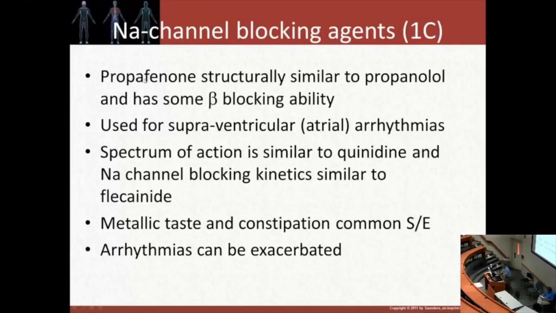Another 1C agent is propafenone. And again, this is structurally similar to propranolol, okay, so there is some beta blocking ability, and same indication, supraventricular, also known as atrial arrhythmias. The spectrum of action is similar to quinidine in terms of its sodium channel blocking kinetics. Patients will complain of a metallic taste and of course constipation. Those are the two main common side effects, but arrhythmias can be exacerbated. And so, propafenone can be used with severe caution.